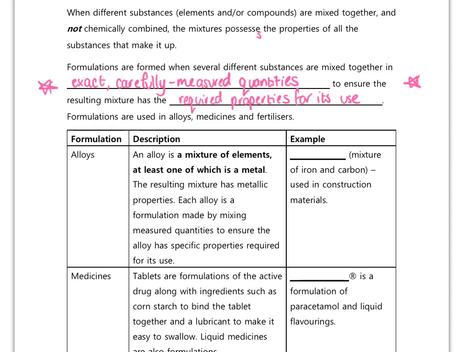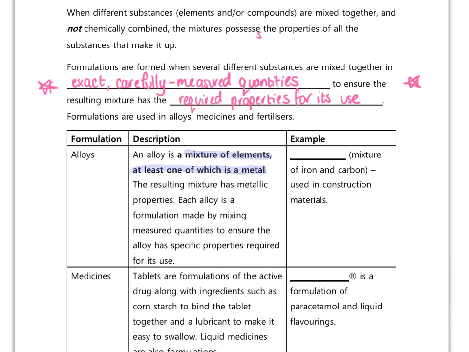So the first example we'll look at is an alloy. This definition we learned back in our bonding and structures topic. So an alloy is a mixture of elements, at least one of which is a metal. So you might have a few different metals mixed together but not chemically combined. Or you may have metals and non-metals mixed together, which is still an alloy because there's at least one metal present. But remember, they're mixed together, not chemically combined.